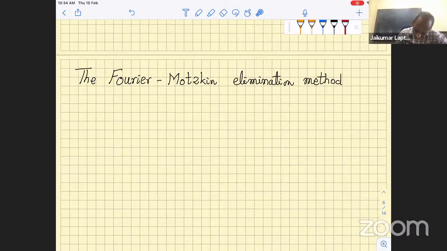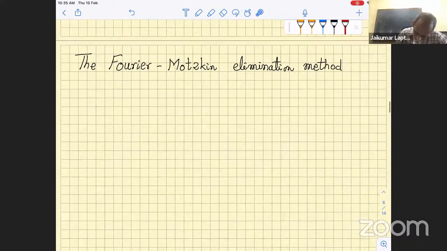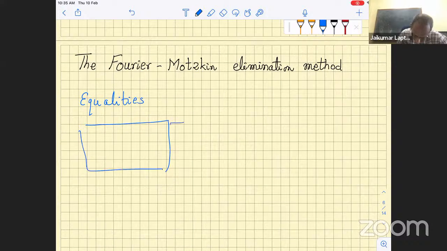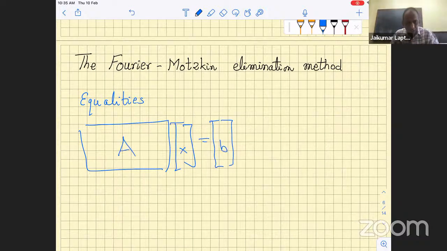Suppose instead of inequalities, we were given equalities. I was hoping that it would be more interesting if I did this on the fly. So suppose you are given some system of equations. Let's go back to linear algebra. And we were asked, does this system have a solution?